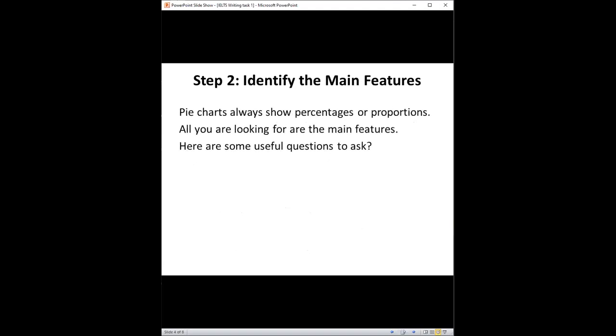Move to step two, identify the main features. The graphics in IELTS pie chart questions should not be difficult to interpret. Each question is created to test your language skills, not your mathematical ability. Pie charts always show percentages or proportions. Apart from that, they are essentially the same as bar charts and line graphs, in that they are a way of presenting data visually.